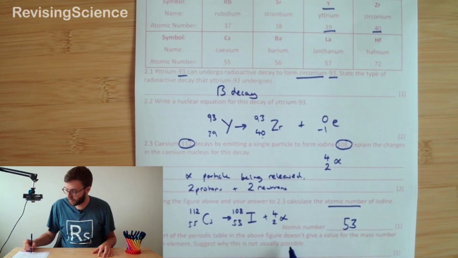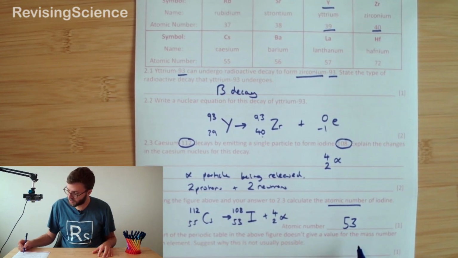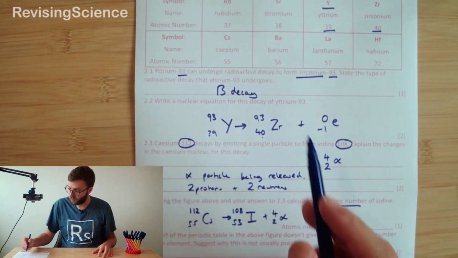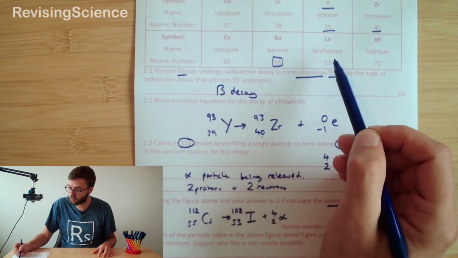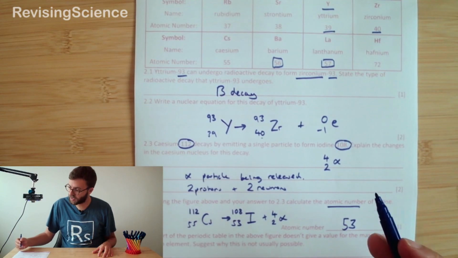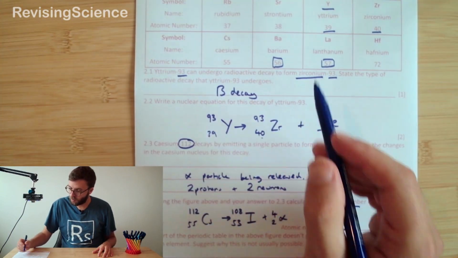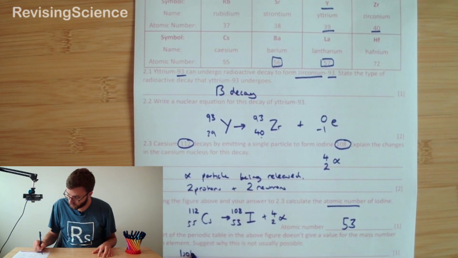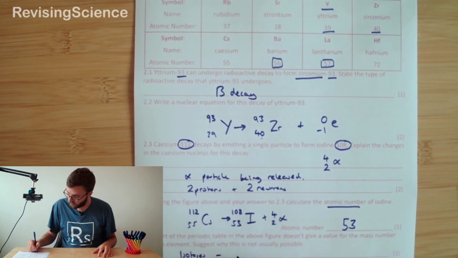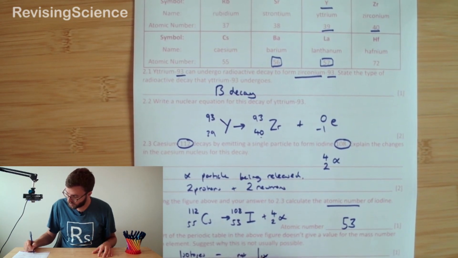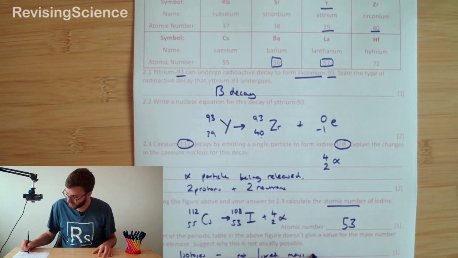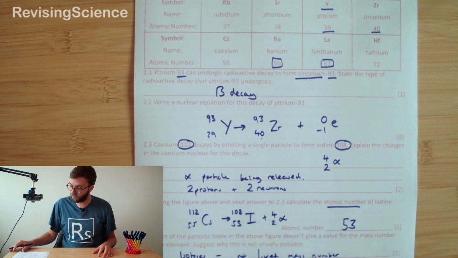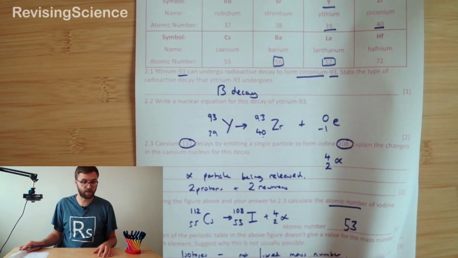The part of the periodic table in the figure above doesn't give a value for the mass number of each element. Suggest why this is not usually possible. The atomic number is important, that's the number of protons, and that's always the same for each type of element, whereas the mass number can change due to isotopes. So we would say different isotopes exist, and therefore there is not a fixed mass number for each atom in the periodic table.